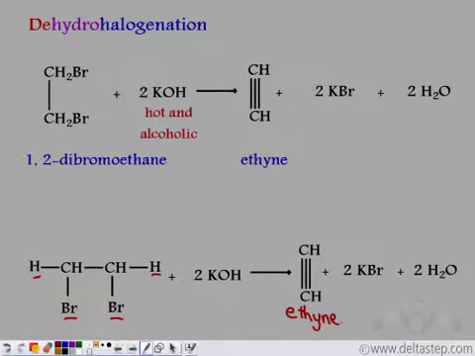So by dehydrohalogenation, that is by the removal of hydrogen atoms and halogen atoms, in this case we have used bromine. So in the presence of hot and alcoholic potassium hydroxide, by using this method, we can form the corresponding alkyne. So the process remains the same for all the alkynes. In this case, we have used 1,2-dibromoethane. If we have to prepare propyne, we use the appropriate propane reagent and so on. So the method remains the same for all the alkynes. So by using dehydrohalogenation, that is in the presence of hot and alcoholic KOH, we can prepare the appropriate alkyne.